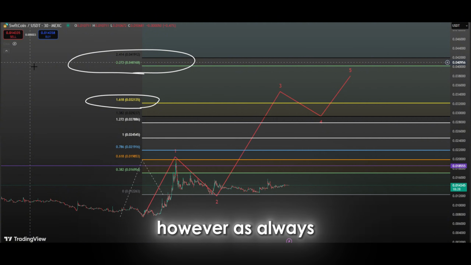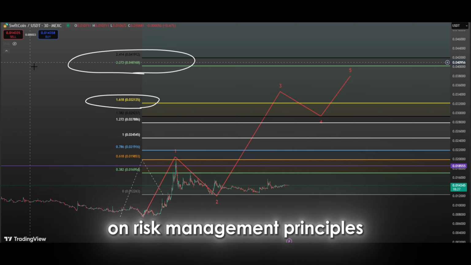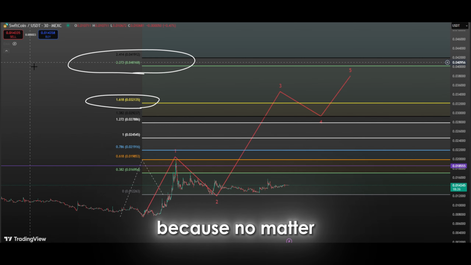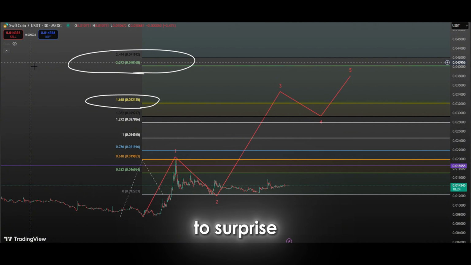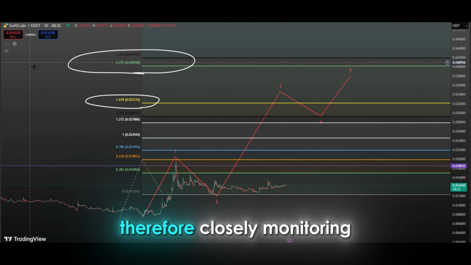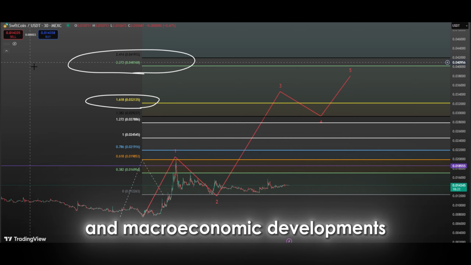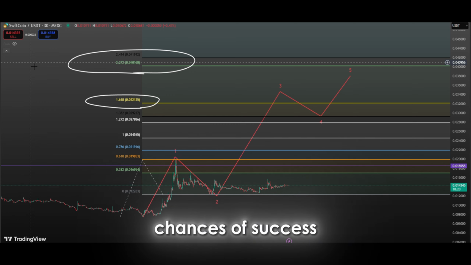However, as always, it is essential not to compromise on risk management principles, because no matter how strong the third wave may appear, the market always has the potential to surprise. Therefore, closely monitoring both technical data and macroeconomic developments will increase the chances of success.